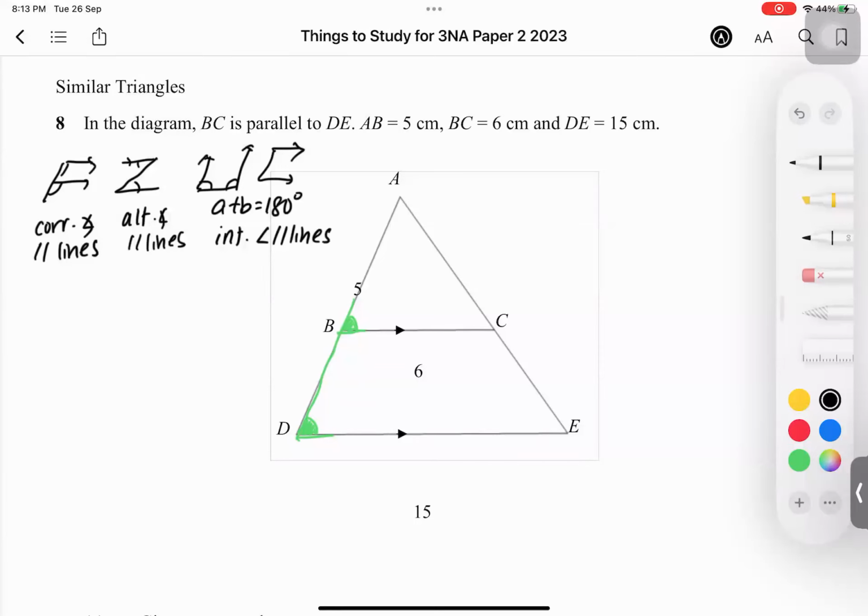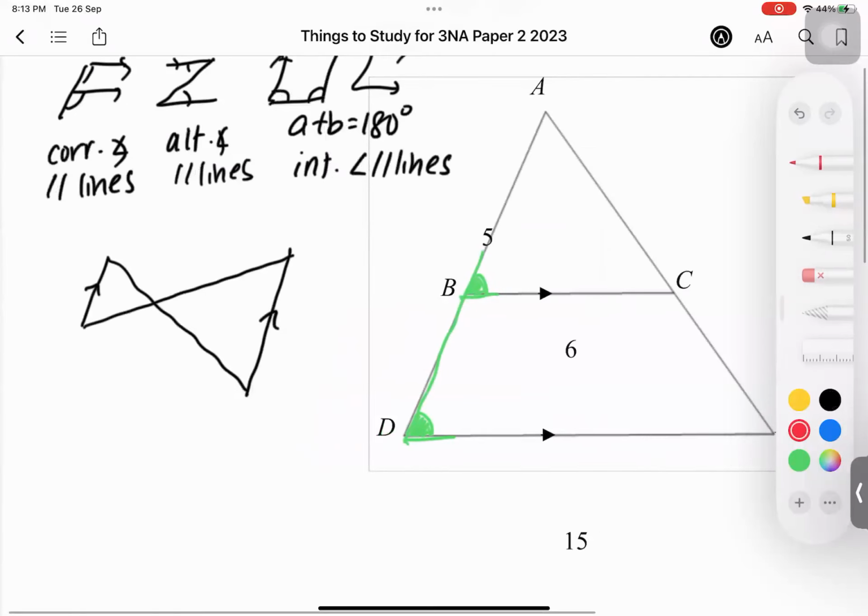So these few are the common ones that you need to know, right? Sometimes the diagram doesn't look like that. Sometimes the diagram looks like one big, one small. Then it tells you parallel. If it's this kind of question, please take note.